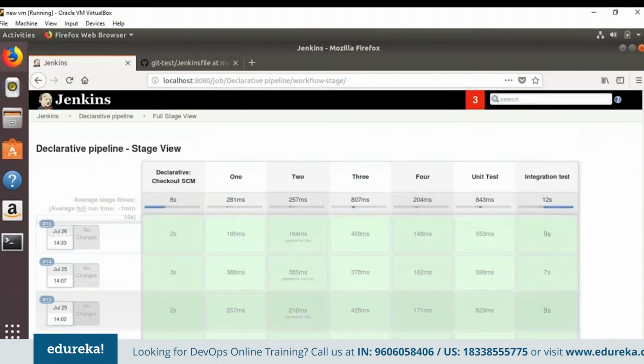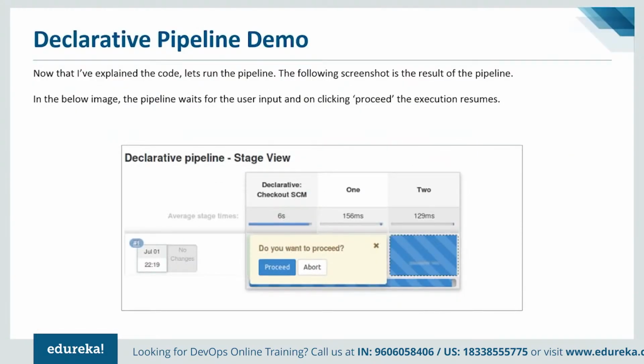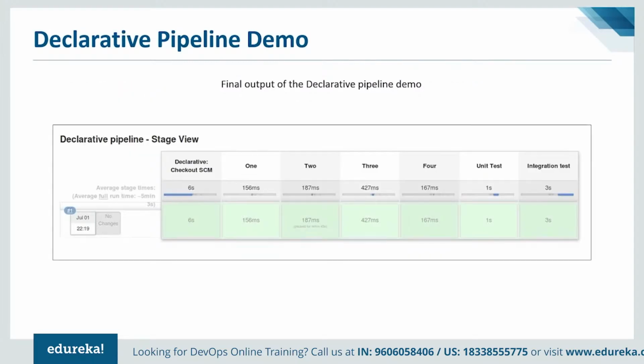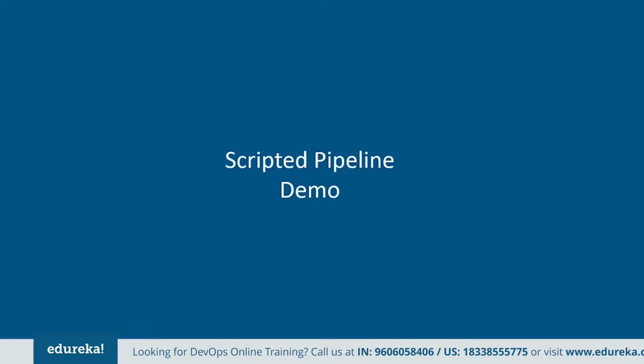Alright. So guys, with this we complete the execution of the declarative pipeline. Now let me just give you a brief overview of what we did here. After we started building the pipeline, it was paused on stage number 2 where it asked for the user input. After clicking on proceed, the execution continues and all the stages get executed. Alright guys, now let's move on to the scripted pipeline demo.